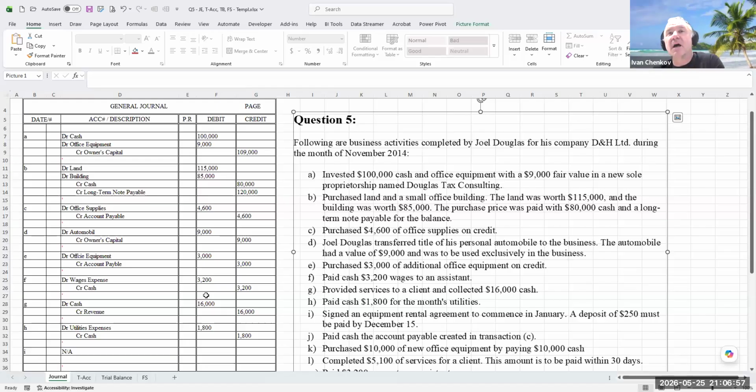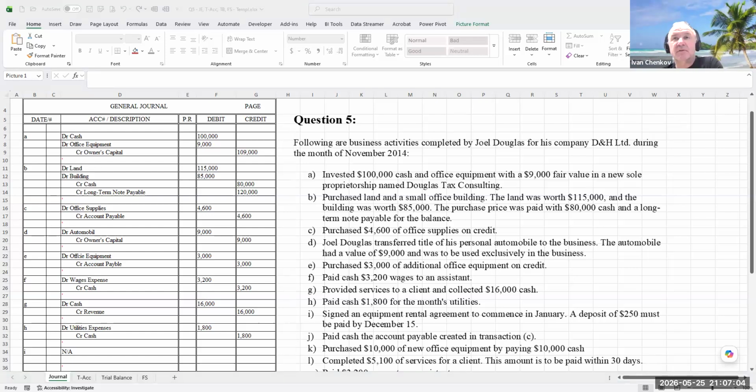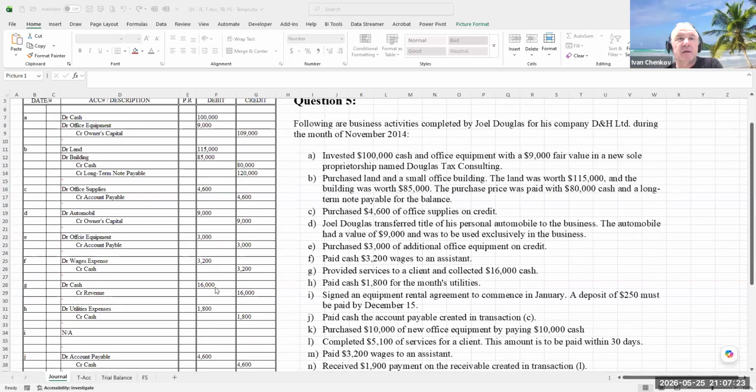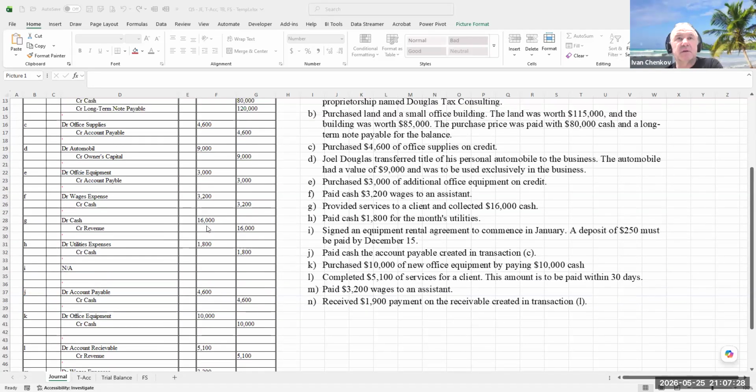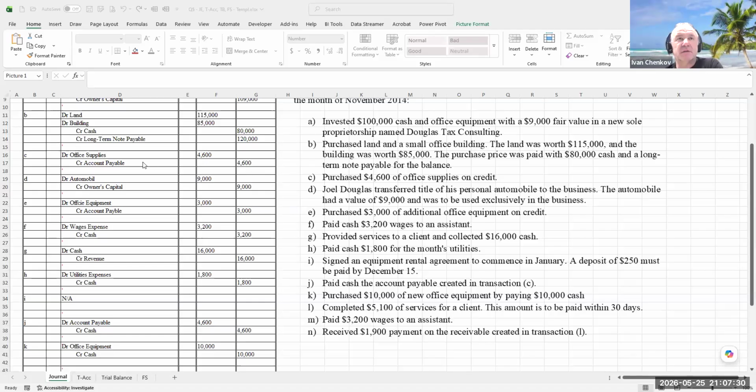So how can I find the actual amount that you made a mistake on? You have to divide the difference that you have, 9,200, by 2. And now you start looking for the transaction that has 4,600. This is one place that I have 4,600. Is there another place? Yes, there's another 4,600.